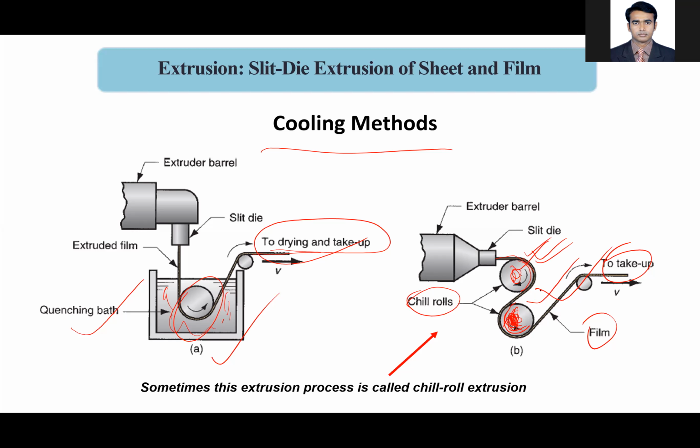And sometimes this film extrusion process, the slit die extrusion process, is also called the chill roll extrusion process if this cooling method is used. Okay, and this cooling method requires less floor space compared to this, because that one involves the tank and water and other things.